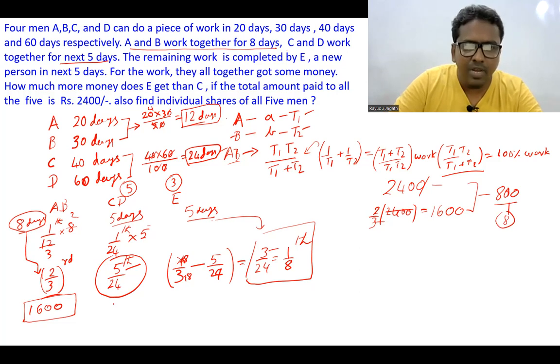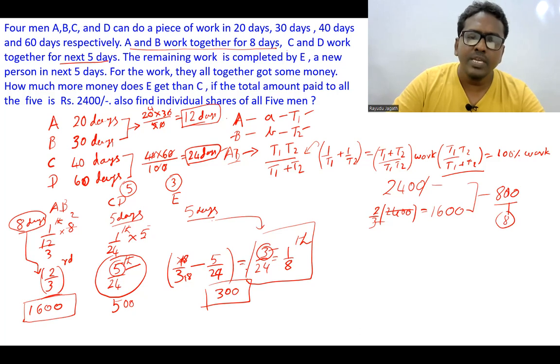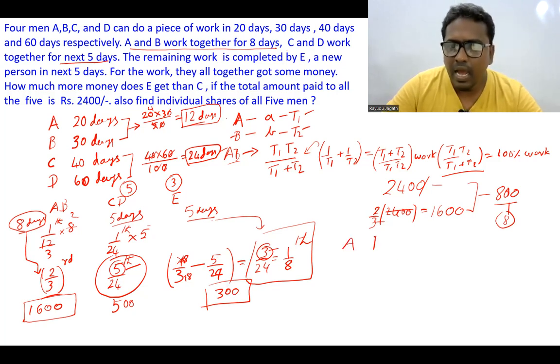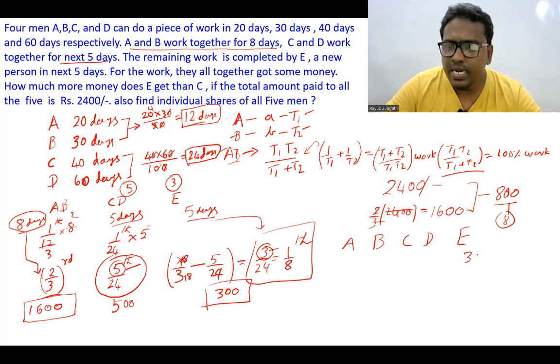So for CD, we have to give 500 rupees. For E, we have to give 3 parts. This is 3 and this is 5, therefore 500 rupees is given to the CD combination. E gets 3 parts, therefore 300 is given to E alone. So the wages given to E is 300 rupees. Now I write the individual shares of all these 5 people. E we give 300 rupees.